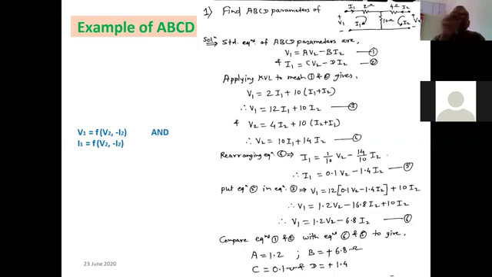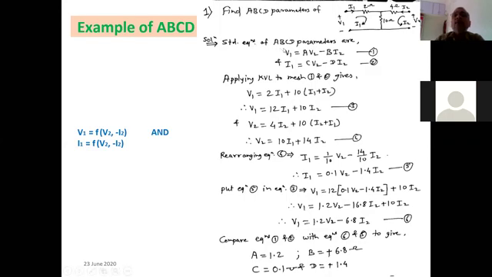Usually numericals will be asked in the exam. So find the ABCD parameters of this network. A T network is given to you, having resistances of 2 ohm, 4 ohm and 10 ohm. So this is the network which is given to you.